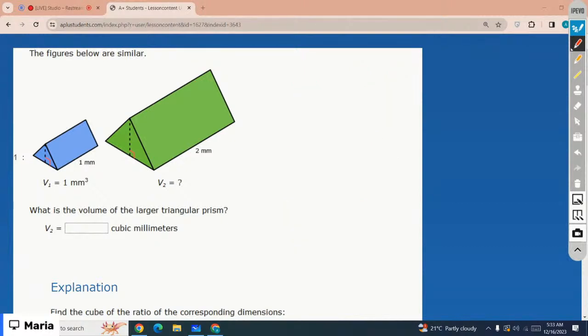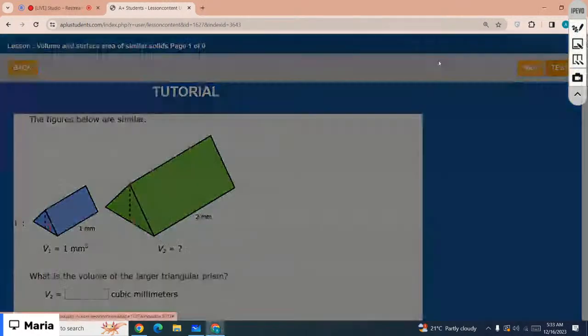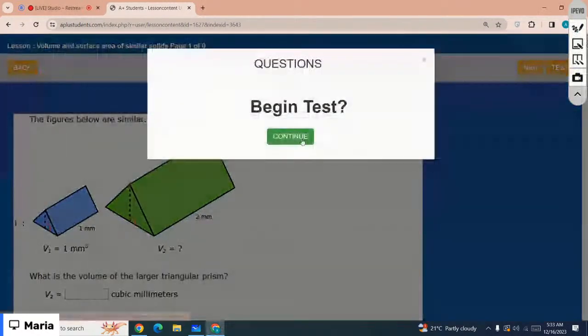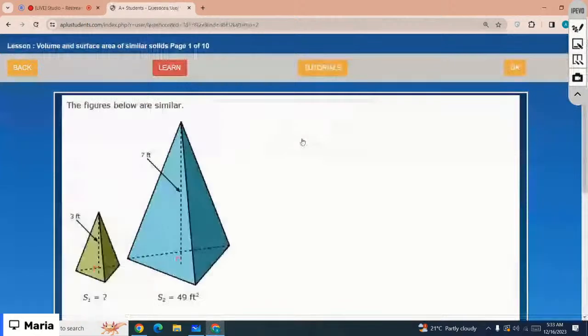Let's just start with the next lesson. Test questions, sorry. Figures below are similar, right?